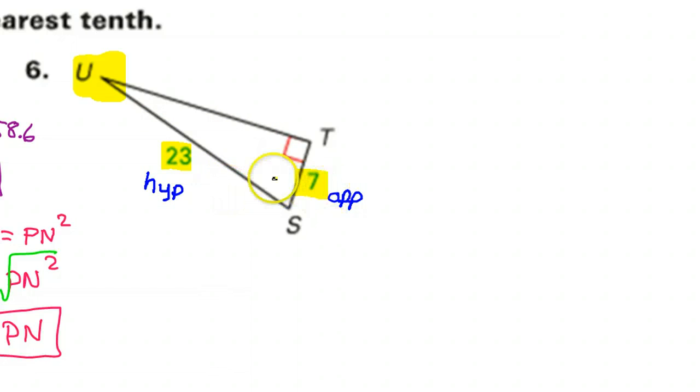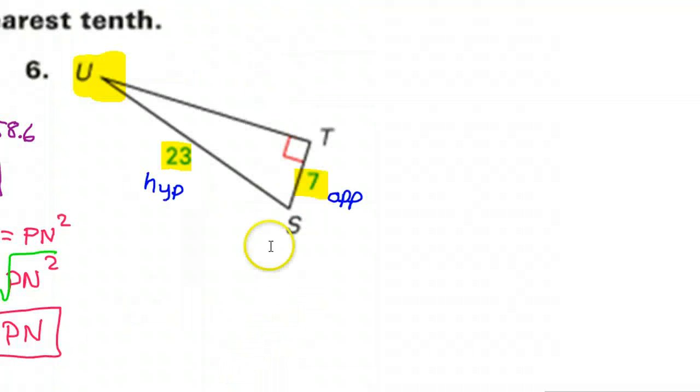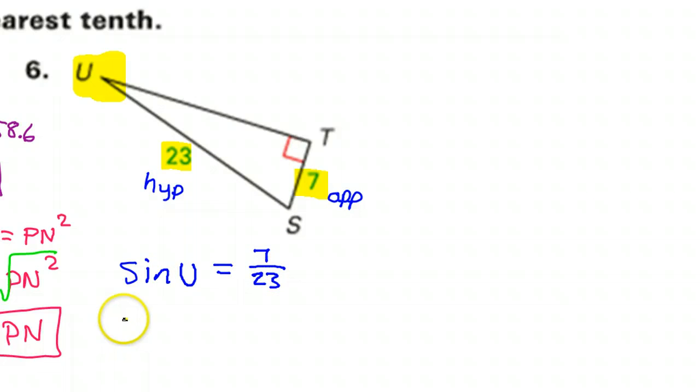Okay, so we have the opposite leg and the hypotenuse. So which trig function is that? That is the sine function, all right? Sine of the angle is opposite over hypotenuse. So let's go ahead and set up the sine function, and we'll say sine of angle U is equal to the opposite leg over the hypotenuse, so 7 over 23. That means angle U, again, if you want to find the angle, you need to use inverse trig function. So angle U will be the inverse sine of 7 over 23.